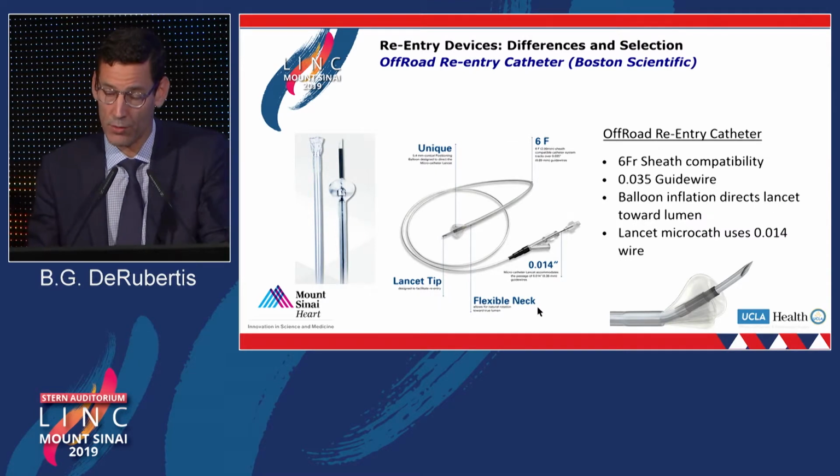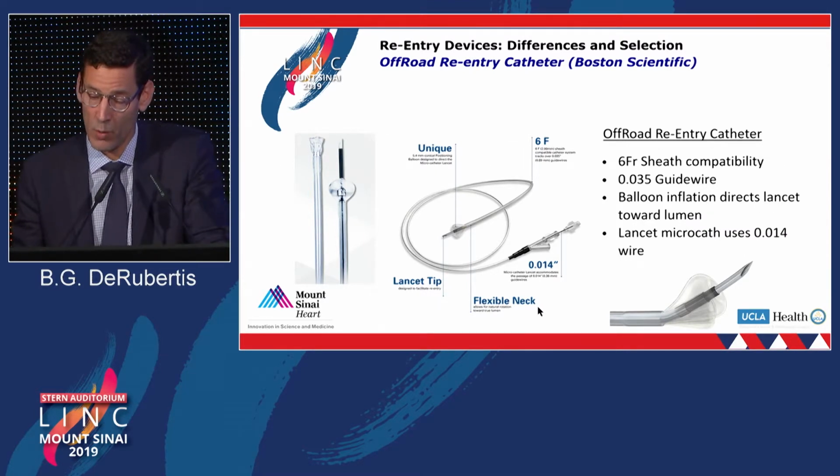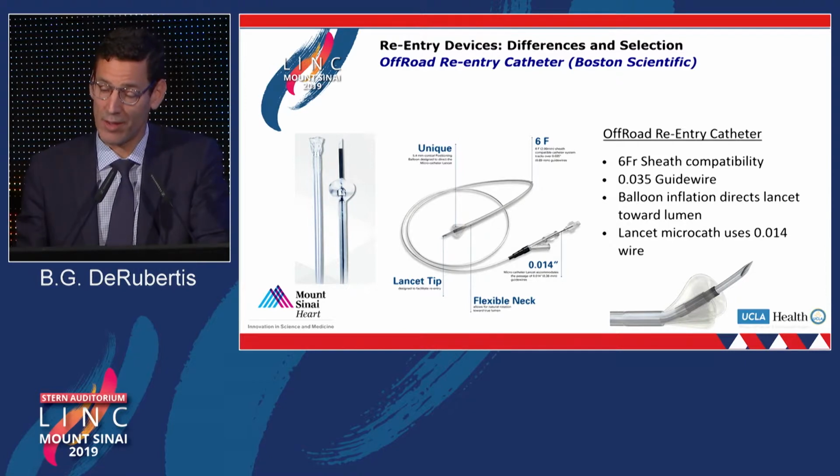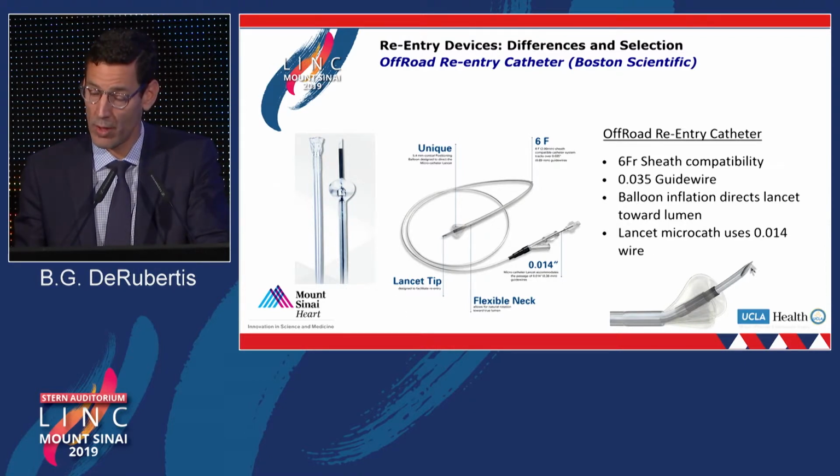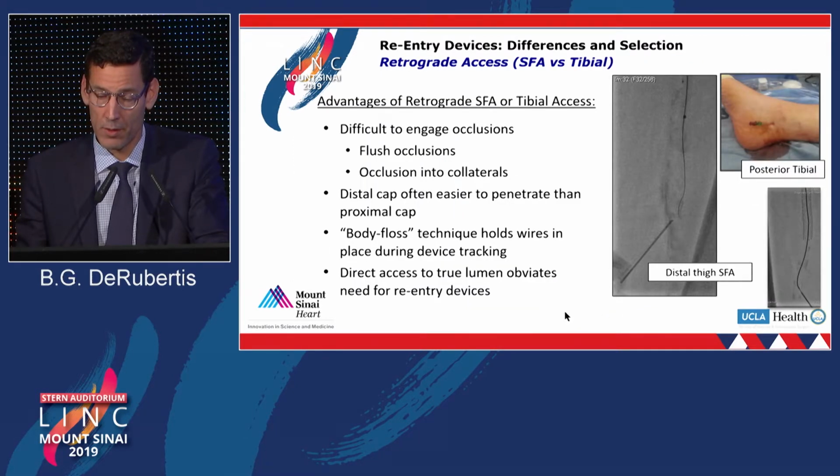The OffRoad catheter is another device which has a balloon which inflates and directs a lancet toward the lumen. This is a lancet that has a .014 channel to allow passage of the wire. So you inflate the balloon, it directs it toward the lumen itself, you advance this lancet, and then your wire passes through there. One of the things, as we've just already talked about, is the fact that retrograde access is obviating the need for some of these devices.